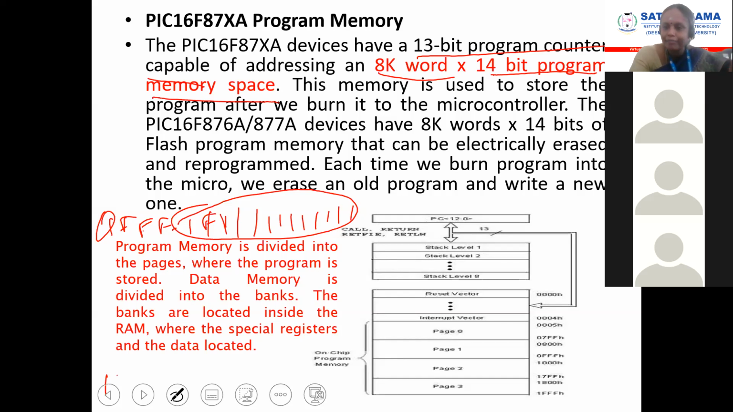Actually, 13 bits is sufficient, because how many Fs are there? Three Fs are there. Each F I can denote by 4 bits, so 4 into 4 into 4, totally 12. Apart from that, we have one more. So totally 13 bits. So we say 13-bit program counter. Actually, 13 bits is enough, but there will be a 14-bit program memory space.